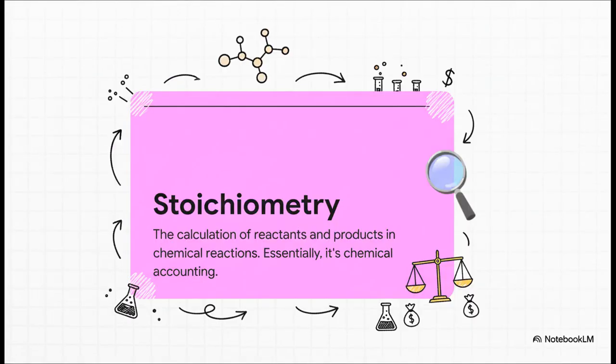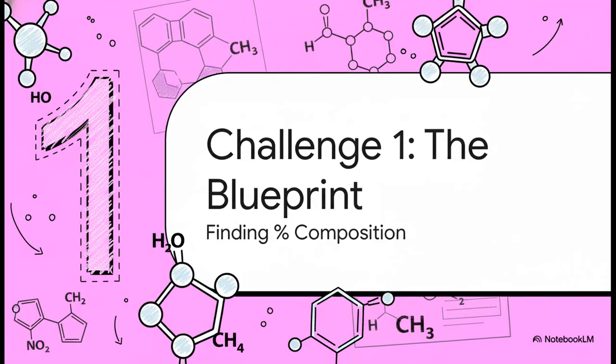You can think of it as chemical accounting. It's all about making sure the books are balanced on a molecular level. And this isn't just some abstract idea. It's the foundation for everything from creating life-saving medicines to manufacturing the materials all around us. Okay, you ready to get your hands dirty? Our first challenge is what I like to call the blueprint. We're going to learn how to read the fundamental composition of a molecule.